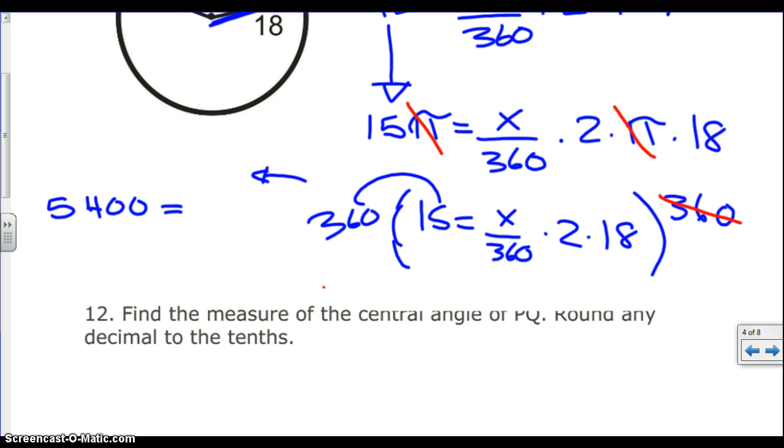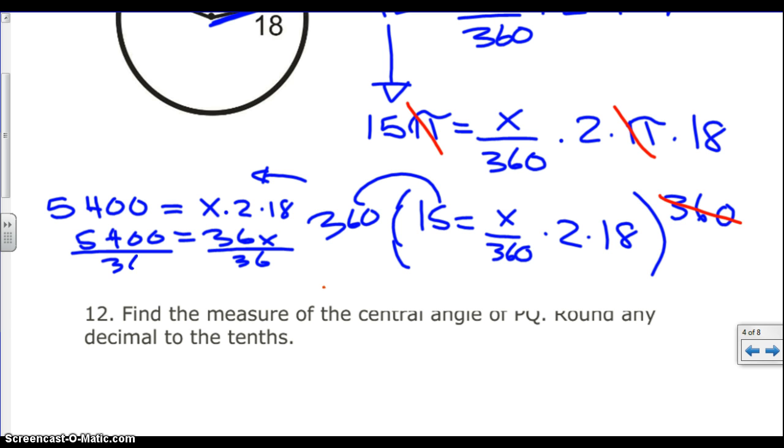Yeah, that was a hard one. And then times 2 times 18, which we know 2 times 18 is 36. So we get 36x. How do we get x by itself? Divide by 36. And we end up with x equals 150. There you go, mental math, guys. Great job. So we have 150 for that one.